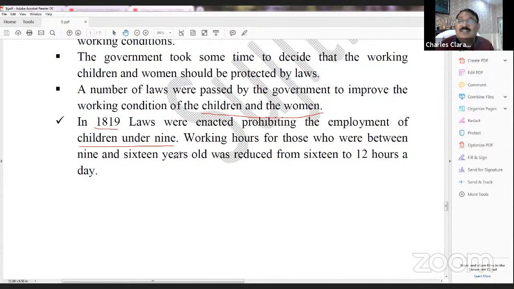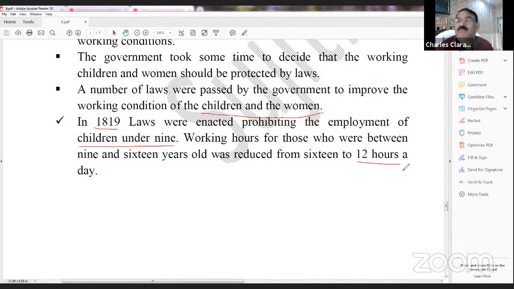Children today at 9 are in the third standard. So a 10-year-old child could legally work. Working hours for those between 9 and 16 were reduced from 16 to 12 hours. Earlier, they used to work for 16 hours, now 12 hours. And some of you who study for 4 hours get tired, and that too in the 11th and 12th standard.